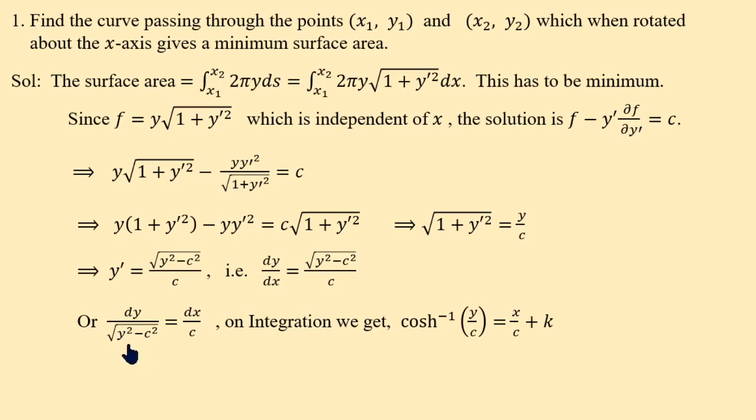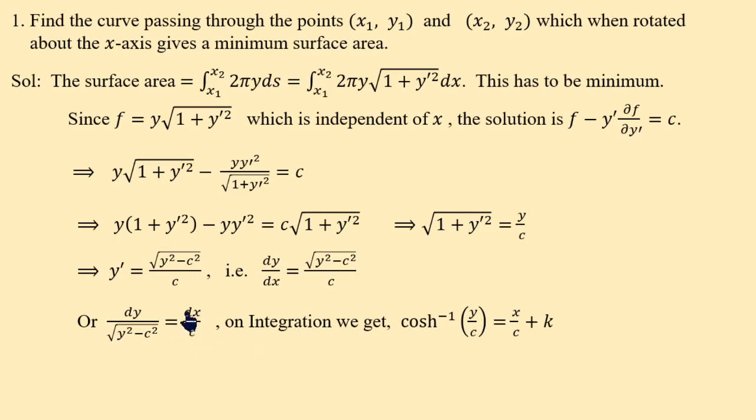Theta is nothing but, y equal to c cosh theta, so y by c is cosh theta. So theta is cosh inverse of y by c. That is how we got the integration. It's very simple. Just see the formula, just compare with the trigonometric formula. Integral of dy by root y square minus c square is cosh inverse of y by c.